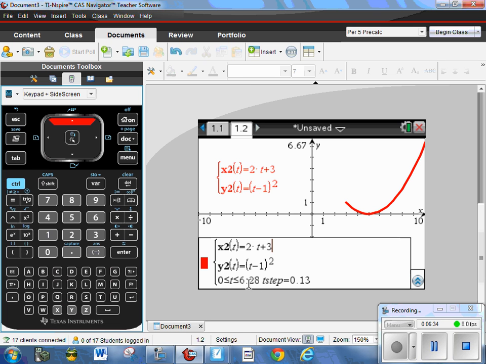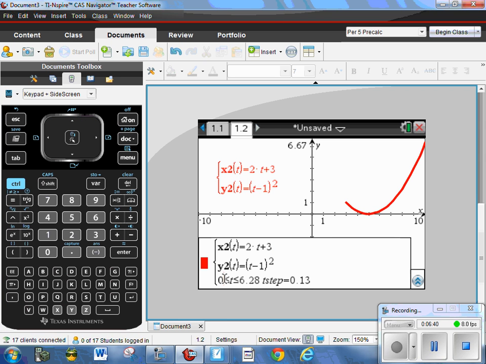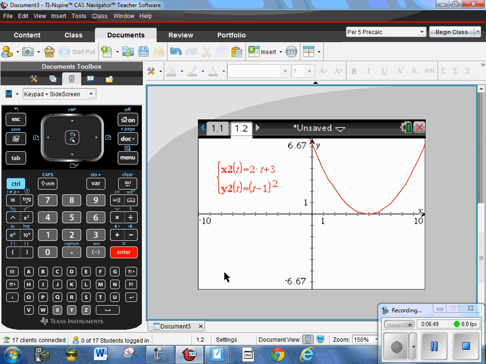Notice that I only have positive values for t, no negative values, whereas when I graphed it by hand, I used some negative values for t. So I'm going to include some negative values. I'm going to back that off, and I'll go ahead and put -6 since I have 6.28. Doesn't really matter here. That'll be enough to show. Notice there I get the negative values.